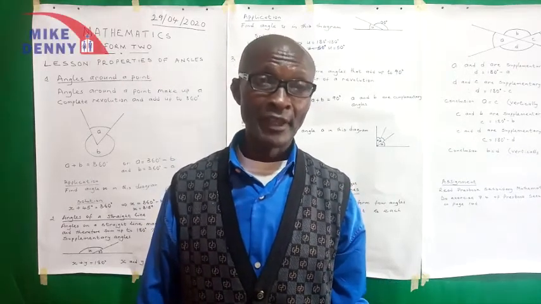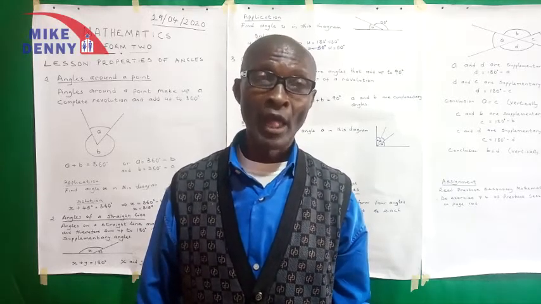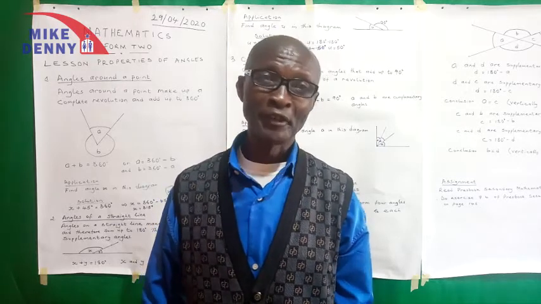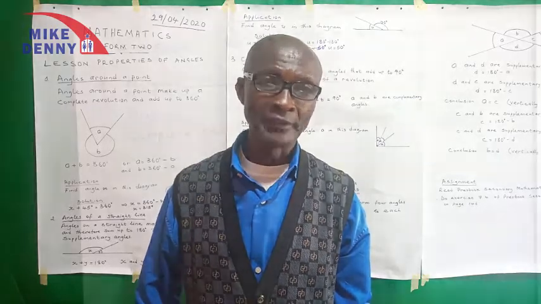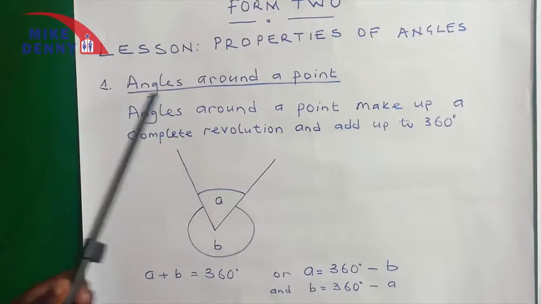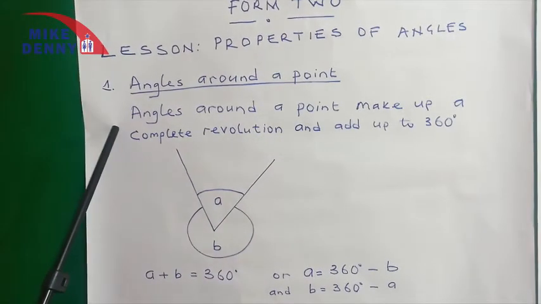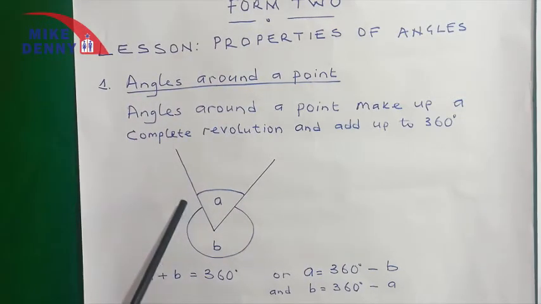In our last lesson, we learned how to draw and measure angles. This morning, we will go to something new, and we'll be looking at the properties of angles. Firstly, we will examine angles around a point. Angles around a point make up a complete revolution, and they add up to 360 degrees.